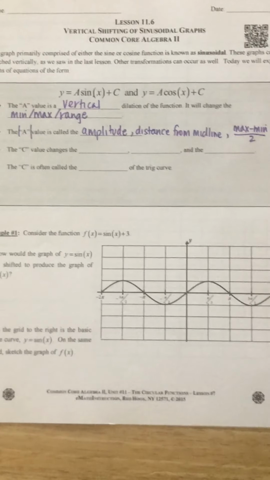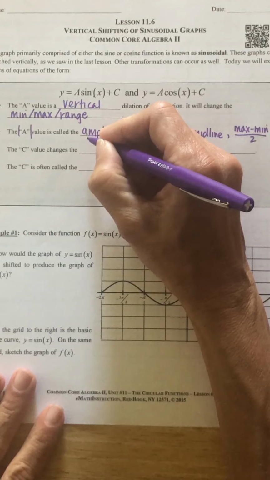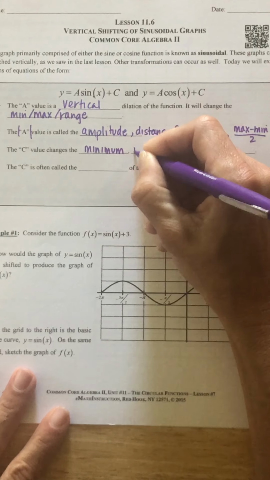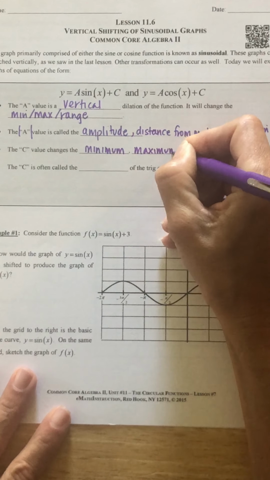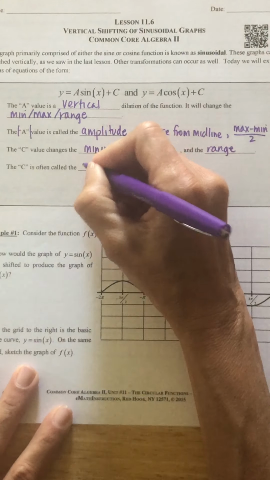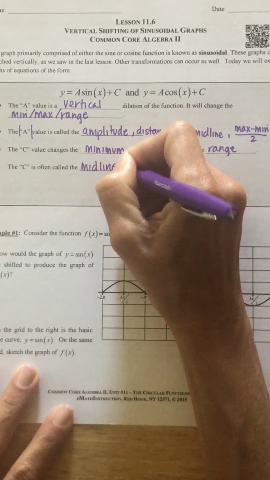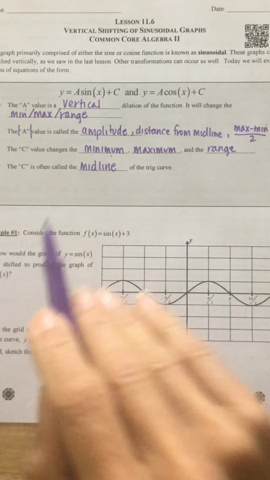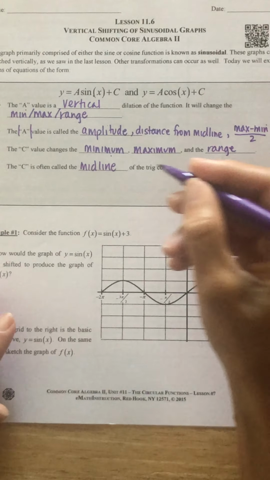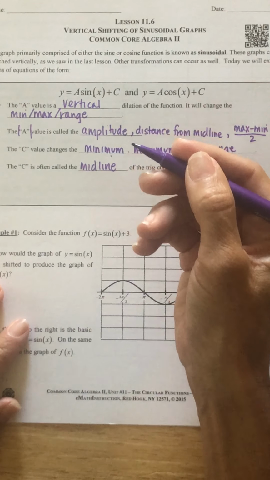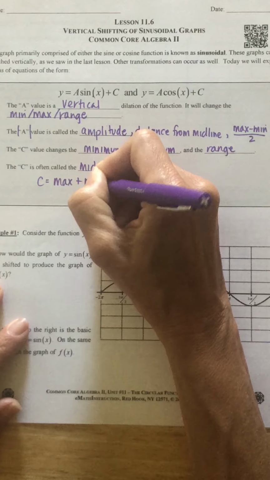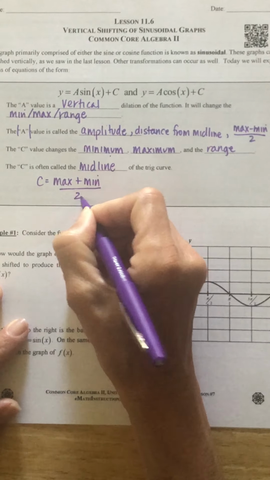Okay, C value, real important. The C value also will change the same as the A value. It will change your minimum, it will change your maximum, and again, it will change the range. The C value is your midline. That's going to be where you graph your amplitude off of, and you'll see as we progress. There's a formula for the C value. Again, if you're given the graph and not the equation, your C value is the max plus the min all over 2.